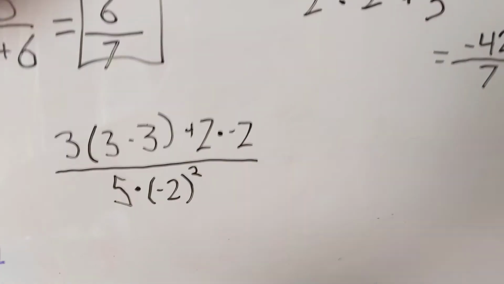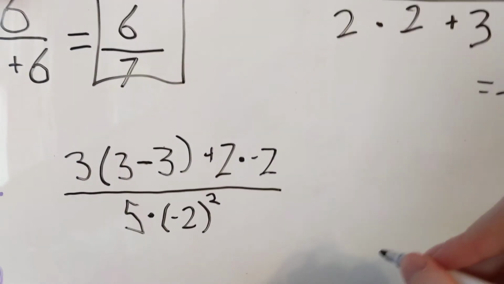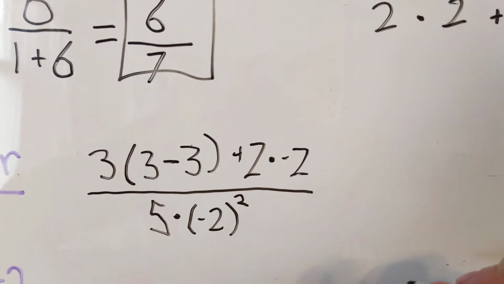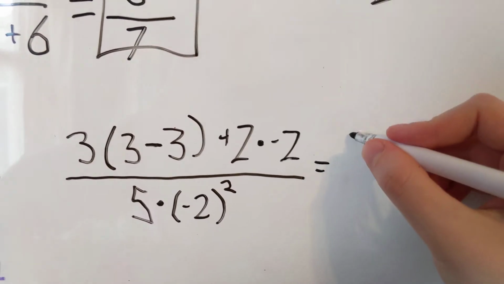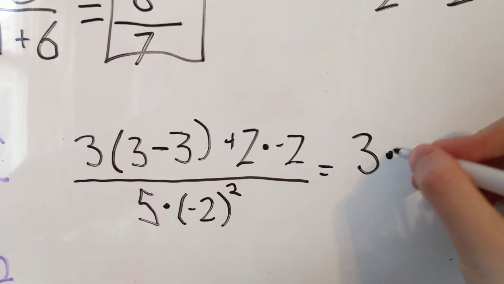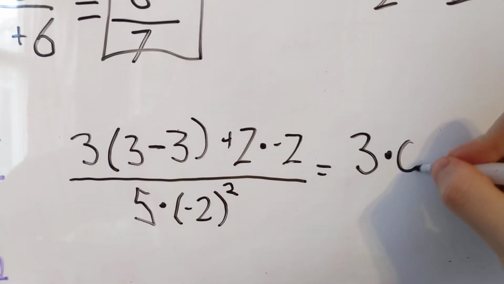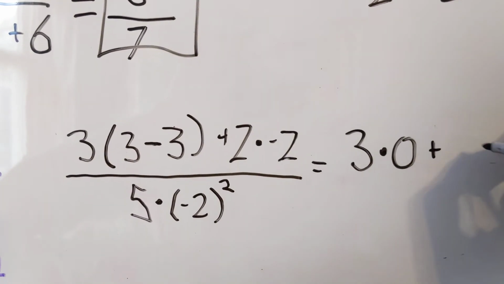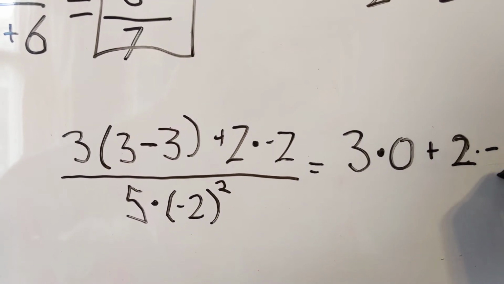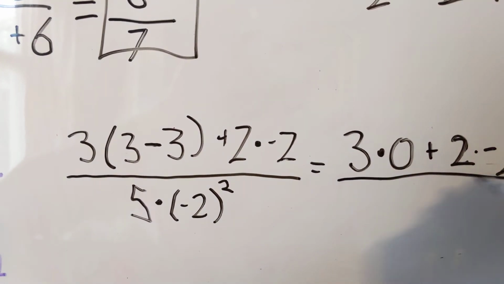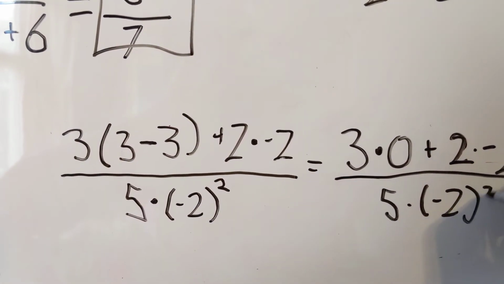Now we can go ahead and simplify. So the first step is always parentheses. So everything's going to stay the same except for what's in parentheses. So we have 3 times, and then 3 minus 3. 3 minus 3 is 0. So we have 3 times 0 plus 2 times -2, over 5 times -2 to the second.